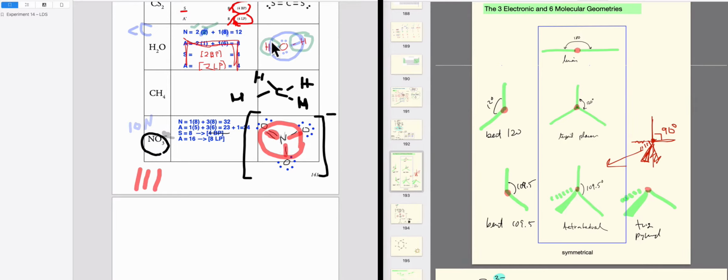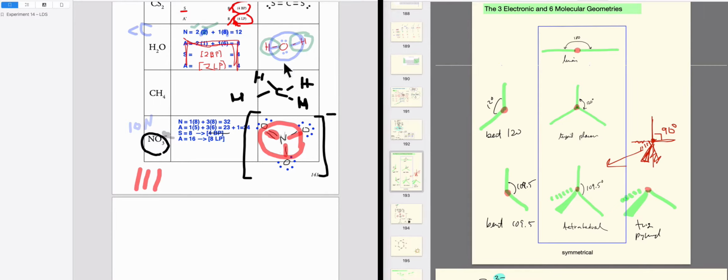What if this were water? What would the answer be? How many lone pairs about the central atom? The answer there would be 2. I see 1 lone pair, I see 2. And how many areas of high electron density?